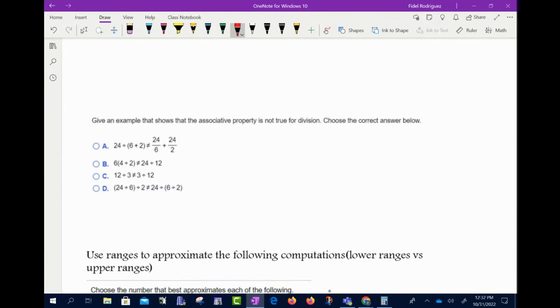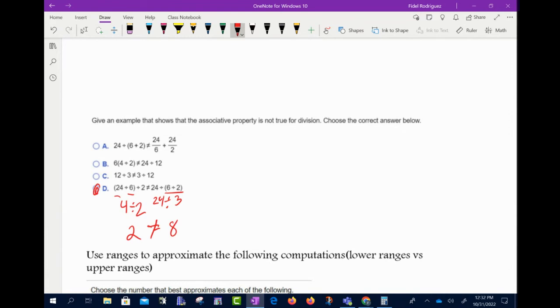Look, if we're going to do what's in parentheses first, 24 divided by 6 would be 4, and then 4 divided by 2 is 2, okay? If we're going to do these first, 6 divided by 2 is 3, and 24 divided by 3 is 8, and that's why those two things are not the same. So again, D would be my answer here.